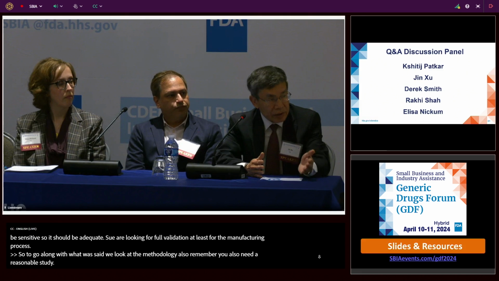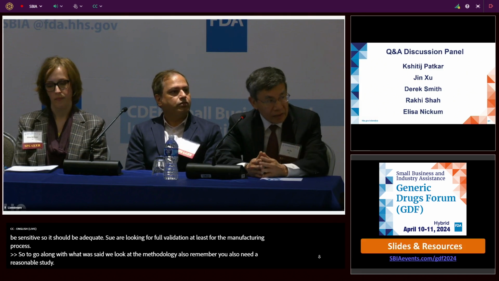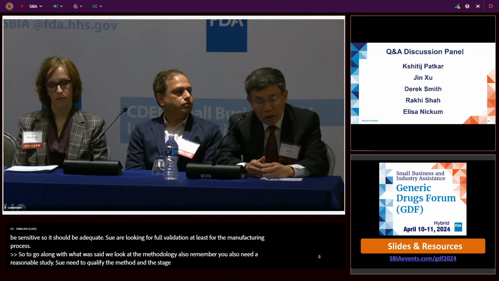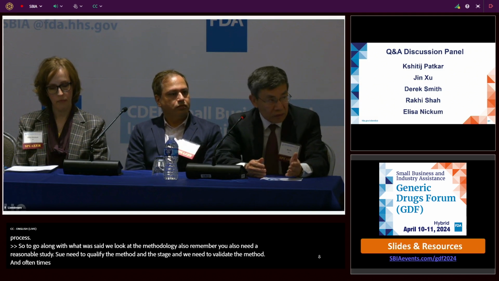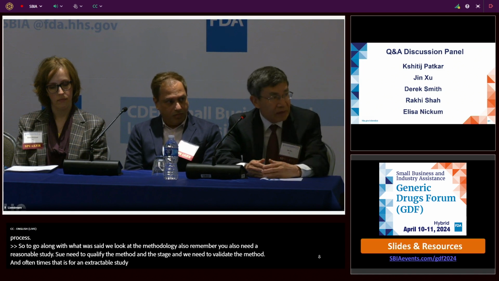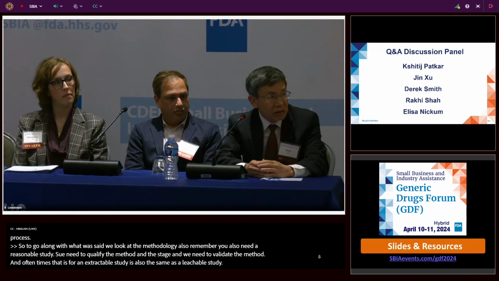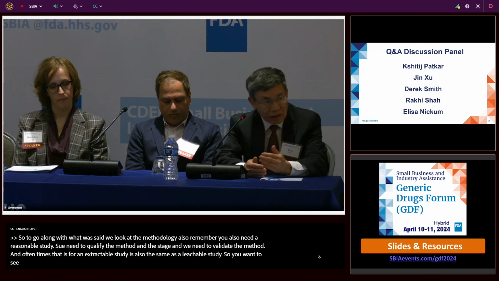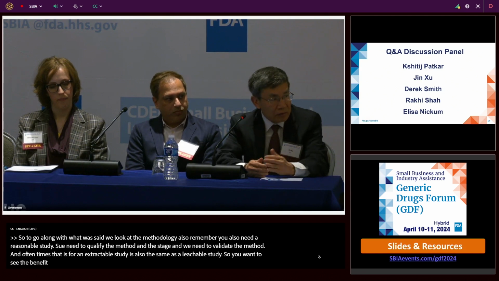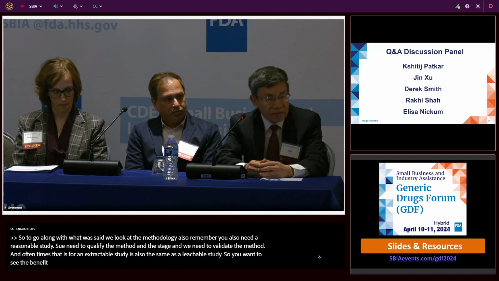At that stage, you may need to fully validate the method for leachable. And oftentimes the method used for the extractable study is also the same as for the leachable study. So it depends on what you want to do. If you want to validate earlier, that's for benefit, to get it done earlier. But if you want to delay a little bit later for the leachable study, and as Chris said, fit for purpose for the extractable study, that would be fine.